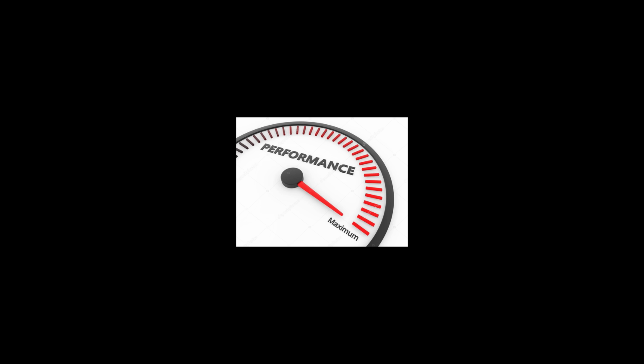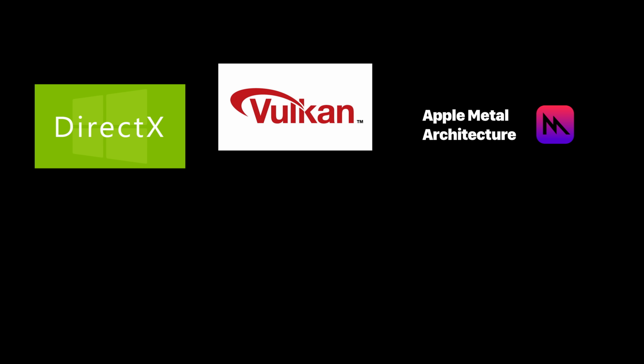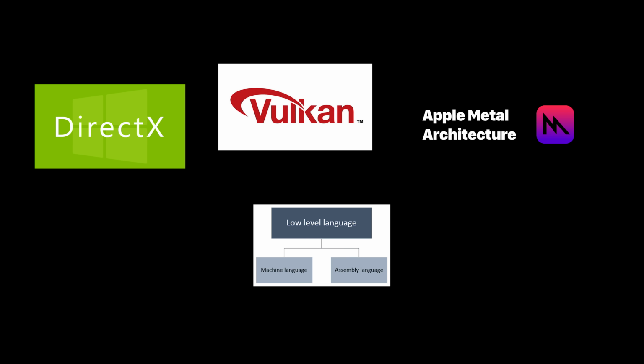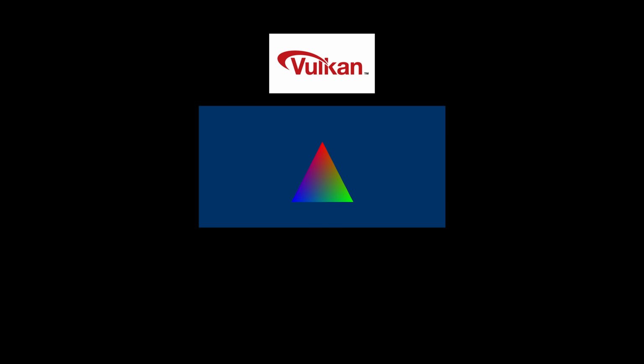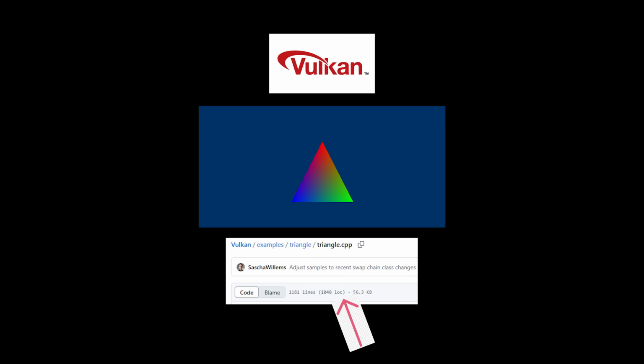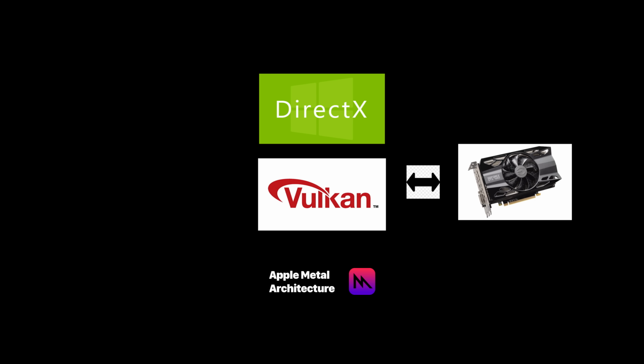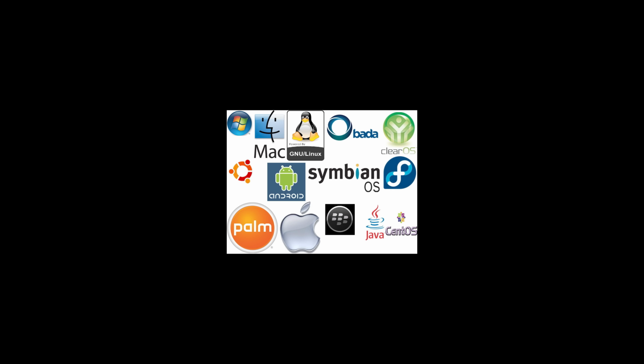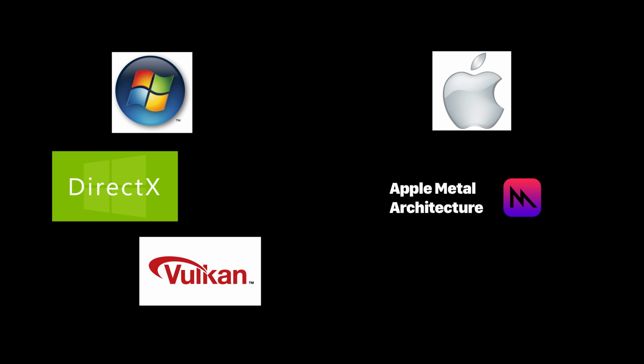Due to the need for maximum performance, these graphics APIs are as low level as they can reasonably be, which unfortunately means the code is very verbose. A simple hello triangle program in Vulkan is over 1,000 lines of code. It is this API code that makes up the graphics engine, but there's just one problem. Not all platforms support all graphics APIs. Windows supports DirectX and Vulkan, but Apple only supports Metal.